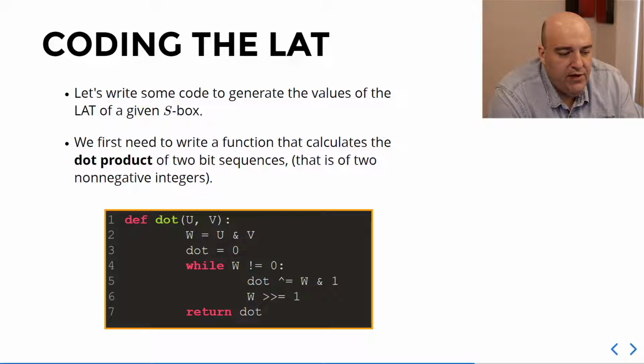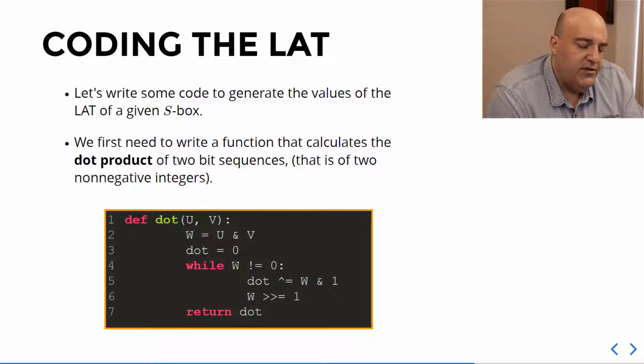Adding will be through the XOR operator. And then we shift w over by 1 to knock off the lowest significant bit, and then access the next lowest significant bit. Then we keep running through w until it's 0. And once w becomes 0, we know we've added up all the bits of w, and we return the dot.